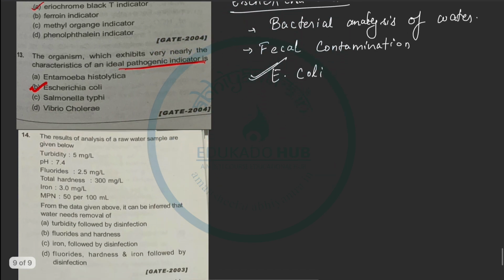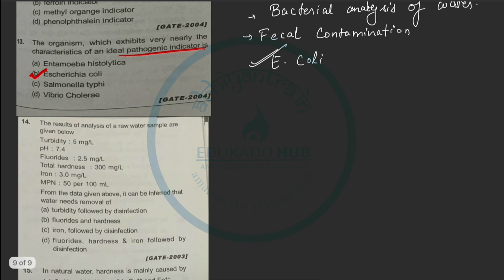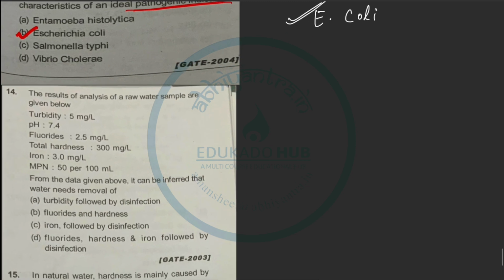Now let's move to question number 14, which is the results of analysis of raw water sample are given below. Turbidity 5 milligram per liter. Let's highlight this. pH 7.4. Fluoride 2.5 milligram per liter. Total hardness 300. Iron 3 milligram per liter. MPN 50 per 100 ml.